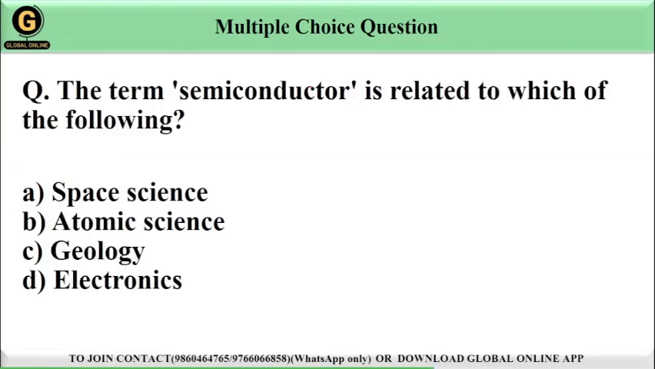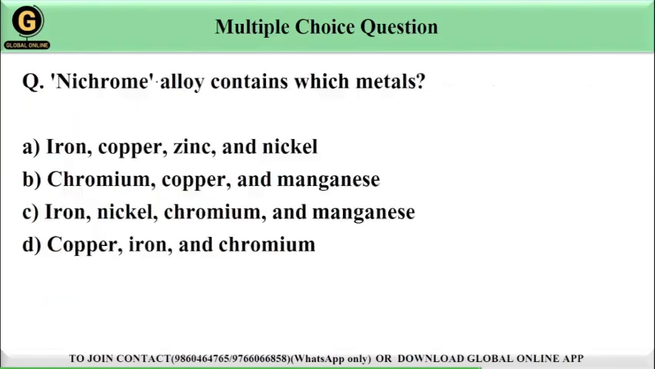The term semiconductor is related to which of the following? We have options here. Option A, space science. Option B, atomic science. Option C, geology. And option D, electronics. The correct answer will be option D, electronics, because semiconductors are materials that have electrical conductivity between conductors and insulators. They are widely used in electronic devices like transistors and diodes. Hence the correct answer is option D, electronics. Let's move to the next question.